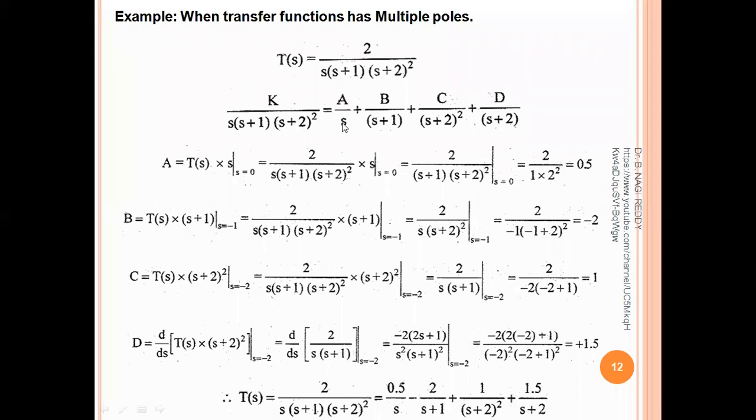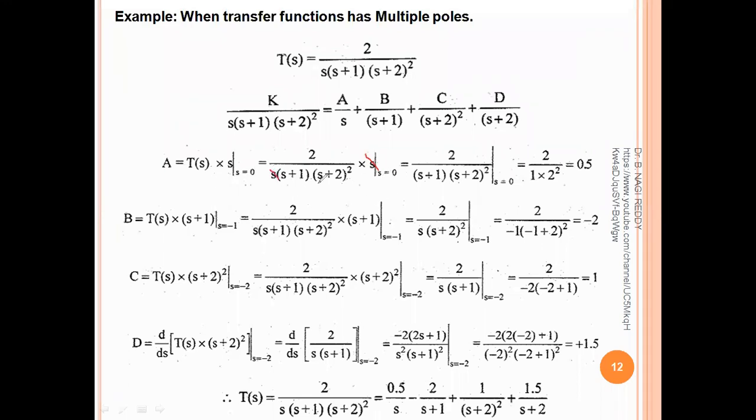For calculating a, we must multiply this s term with the transfer function and substitute s as 0, because here the pole value is 0. So this is T of s and here it is s. So we cancel out this s in the numerator and this s in the denominator.